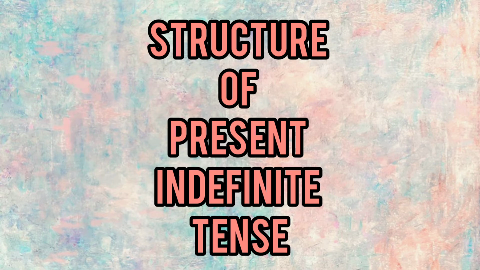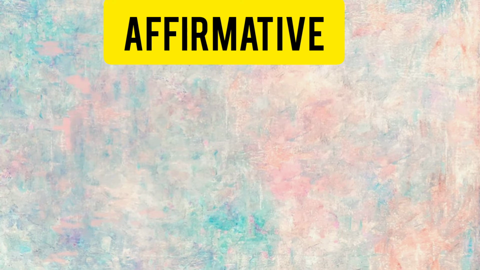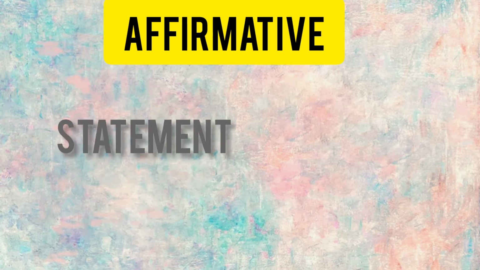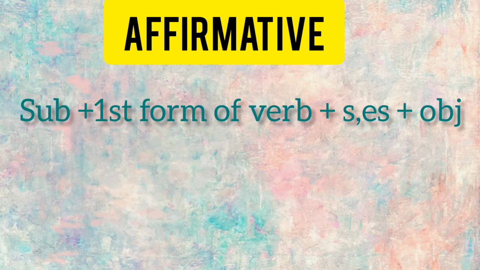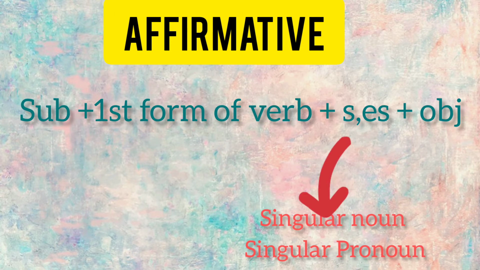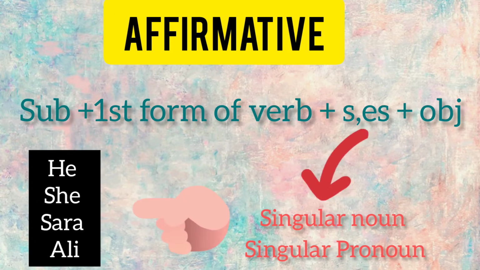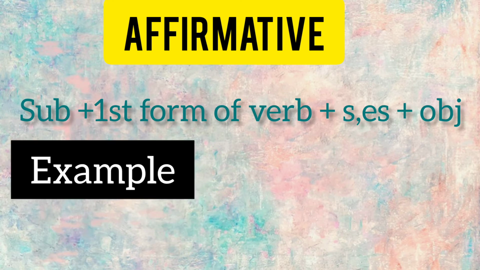So let's start with the structure of the present indefinite tense. An affirmative or positive sentence is a statement which does not deny anything or contain any question. So the structure of present indefinite affirmative is subject plus first form of verb plus s or es with singular nouns plus object. Singular noun कौन से होते हैं? जो कि सिंगल हो, एक हो, like he, she, it और सारा, Ali. Alright. After that, let's have a look at an example.